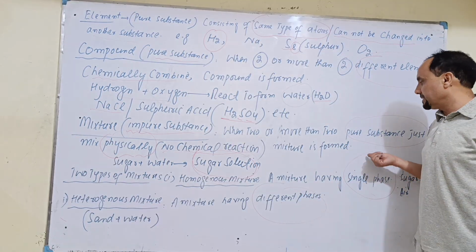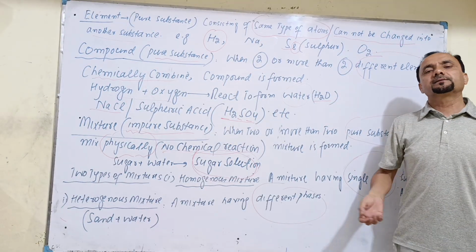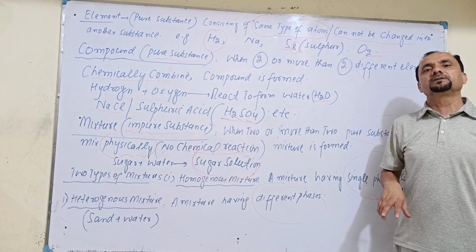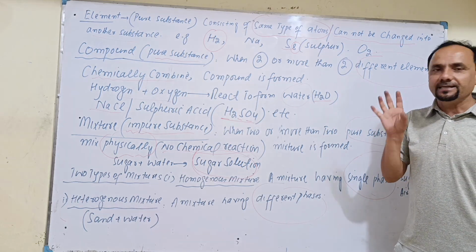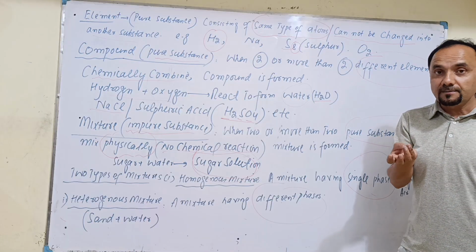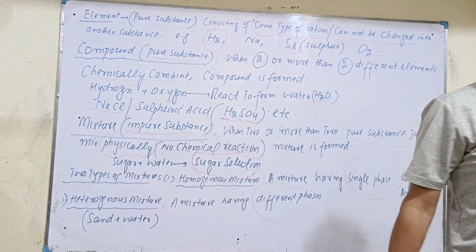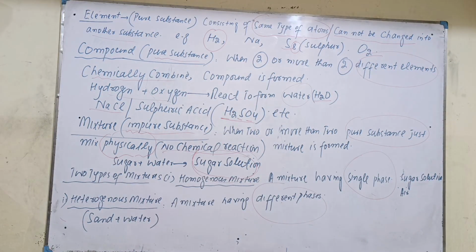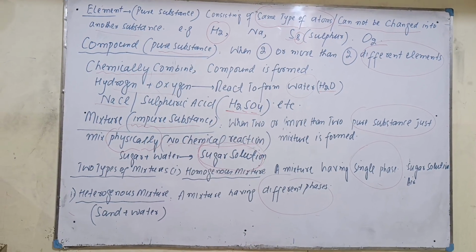Air, it is homogeneous. In the room that you are sitting, there is carbon dioxide, there is nitrogen, there is oxygen, but you cannot see them differently. They are just mixed. So air is a homogeneous mixture. Sand and water is a heterogeneous mixture because the components can be easily seen differently.